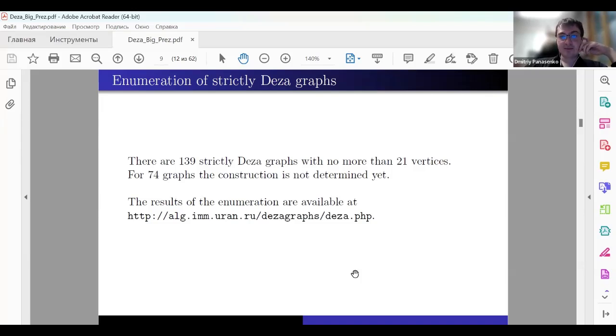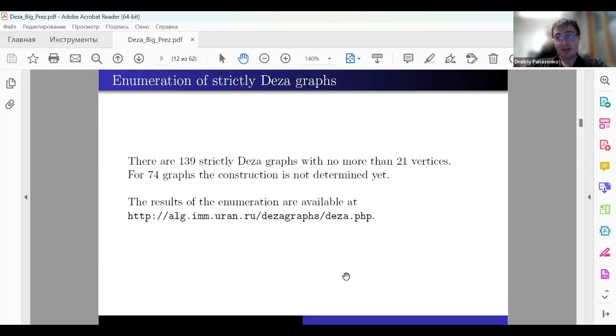About the results, we were able to find 139 strictly Deza graphs with at most 21 vertices. For 74 of these graphs, we were unable to find an existing construction. So these are Deza graphs that appear from nowhere. We hope we can find a construction in the future.